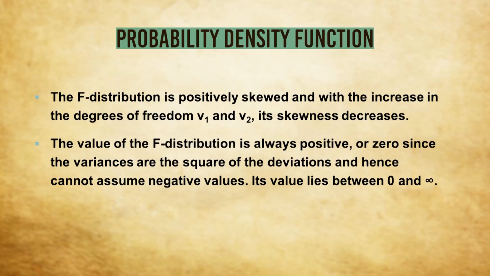So similarly, F distribution is also positively skewed. And it has got degrees of freedom n1, n2 as we have said. And as we increase the degrees of freedom, we can see that the skewness will go on decreasing. The value of F distribution is always positive or 0, since the variances are the squares of the deviations, and hence it cannot be negative. So once again we can justify the fact that F statistic or F distribution lies between 0 and infinity.